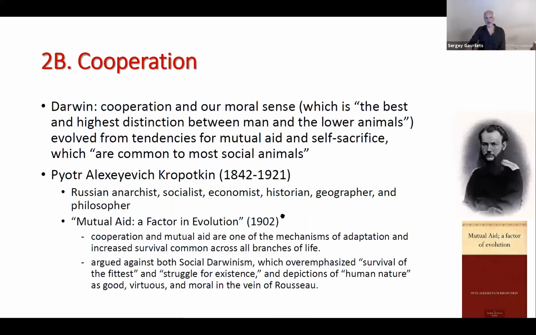Now, cooperation. Darwin realized that cooperation was quite common to most social animals, and that it evolved from tendencies for mutual aid and self-sacrifice. But his ideas were fully developed by Pyotr Kropotkin, another very interesting person: anarchist, socialist, economist, historian. He published a book, Mutual Aid as a Factor of Evolution. Basically, he was saying that cooperation was just one of the mechanisms of adaptation and increased survival common across all branches of life. In this book, he argued both against social Darwinism, which oversimplified survival of the fittest, and against a depiction of human nature as very good in the style of Rousseau.